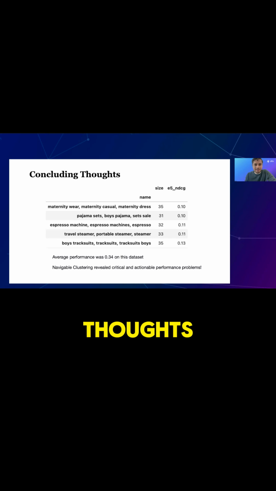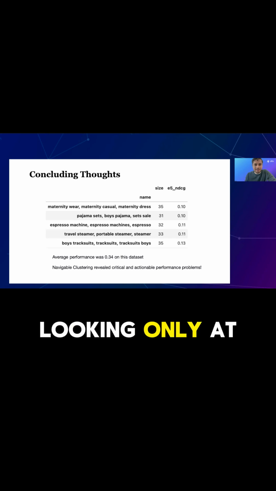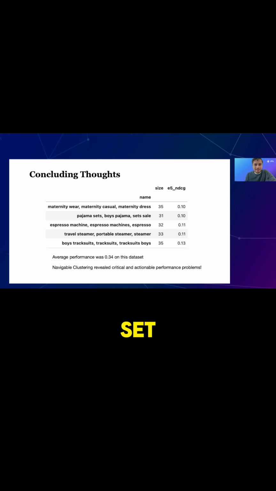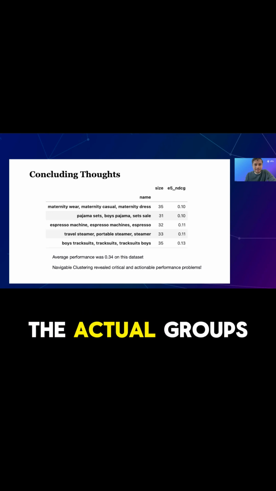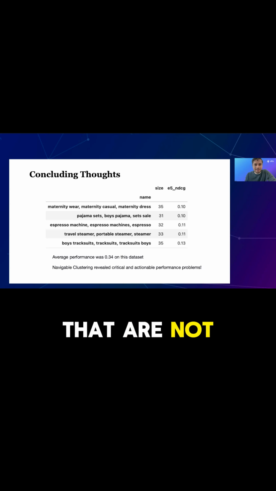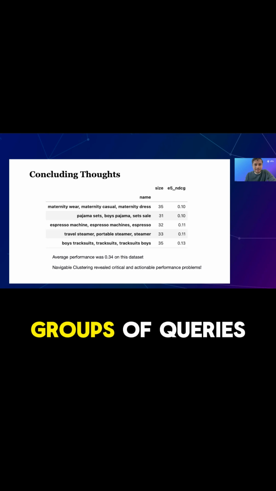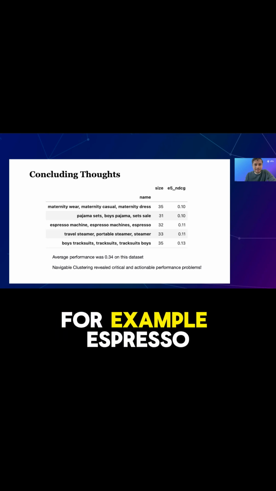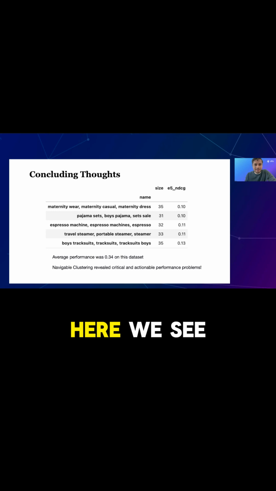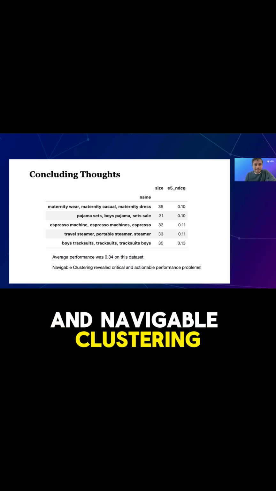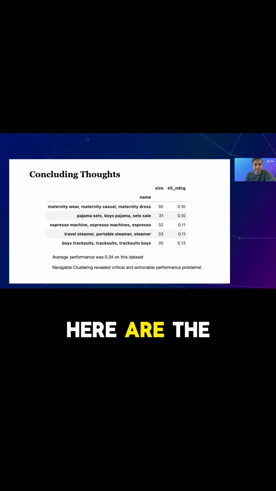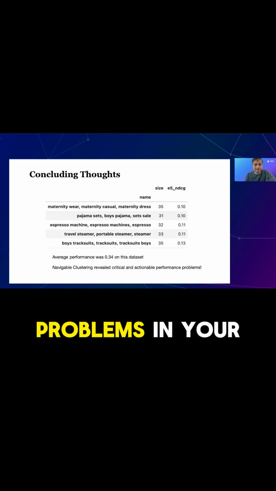So, some concluding thoughts, perhaps a visual to hold on to: looking only at the average performance on a data set doesn't illuminate the actual groups of queries that are not doing well. For example, in our case study, the average performance was 0.34, while here we see many groups of queries that performed far worse. For example, espresso machine queries, here we see 30, and performance is 0.11. Navigable clustering brought to your attention the critical and actionable performance problems in your data set.